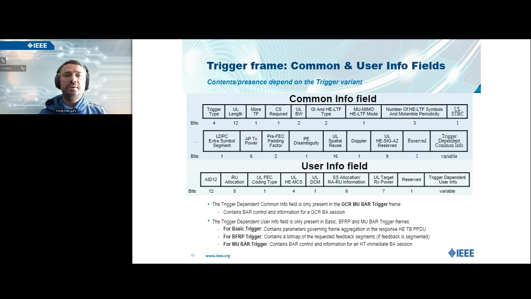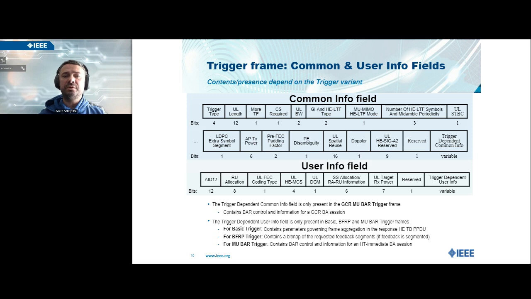So in terms of the common info fields and the user info fields, the formats are shown here. In general, all trigger variants contain a common portion of the common info field and of the user info field, and a trigger-dependent common info field and a trigger-dependent user info field. In some cases, depending on the variants, either of the two trigger-dependent portions may not be present. So, for example, the trigger-dependent common info field is only present in the GCR MU bar trigger frame and is not present on any of the other variants.